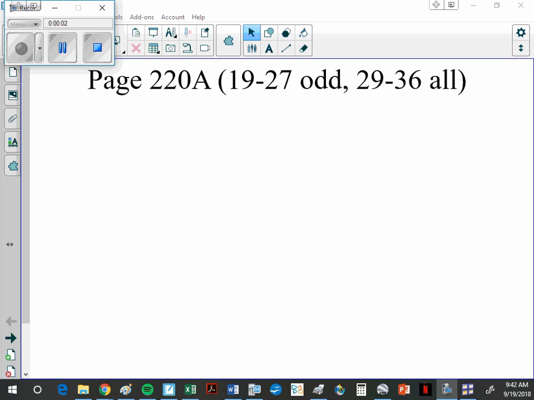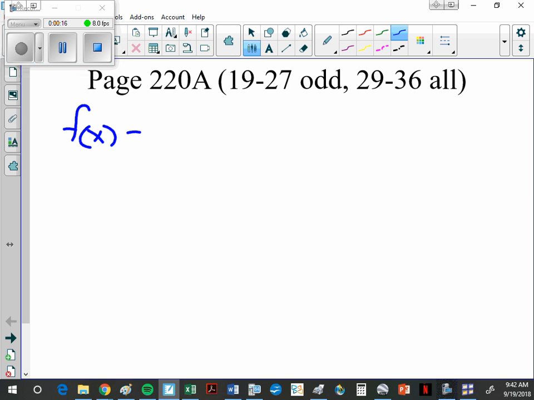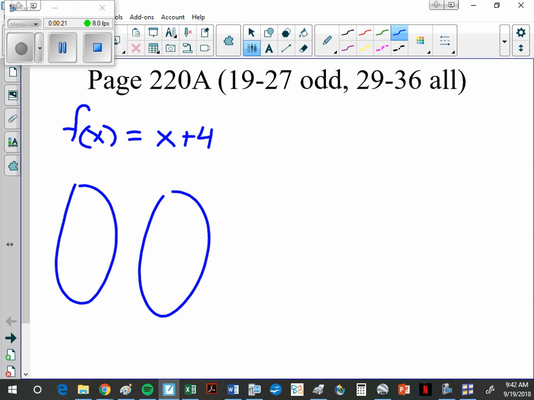Today we're going to talk about the graphical inverse of a function. And we know that an inverse basically undoes what a function does. So if I had the function f of x equals x plus 4, and I had the numbers negative 2, negative 1, 0, 1, and 2, what does f do? Well, it adds 4. So negative 2 plus 4 is 2, 3, 4, and 0.